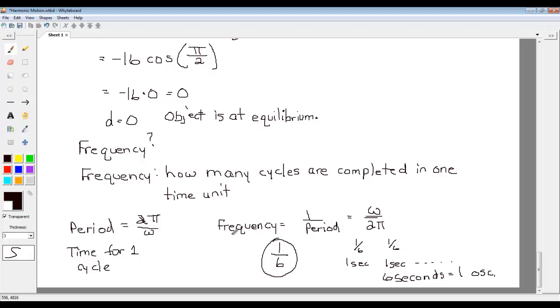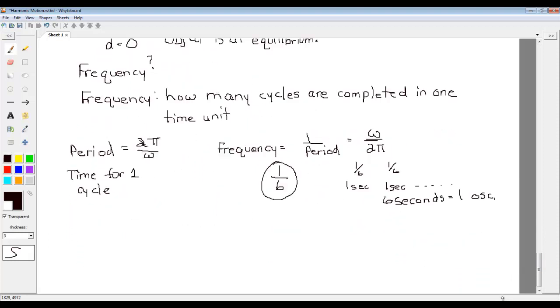So frequency, like how often do these occur in a time unit? How frequently do these occur in a time unit? 1/6 of them occur in a time unit, 1 second. And then the period, well, how long does it take for one whole one to go through? That's the total of 6 seconds. So you can get frequency by just doing 1 over the period, the reciprocal of the period.